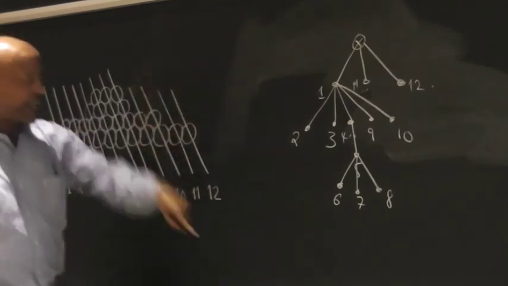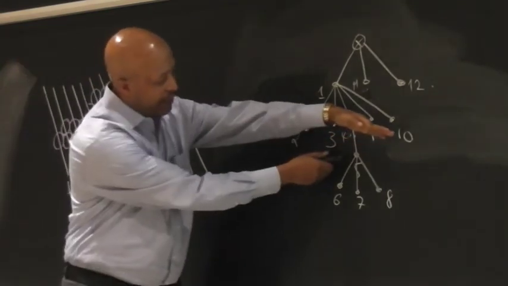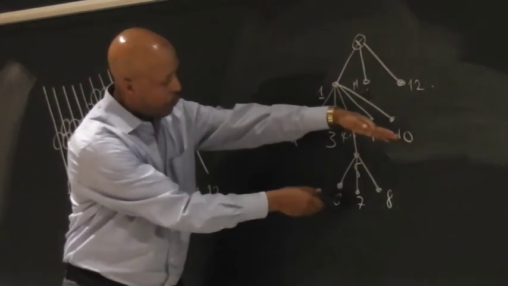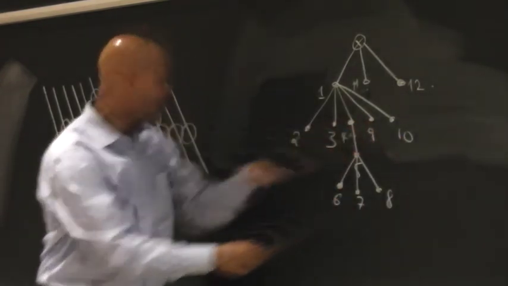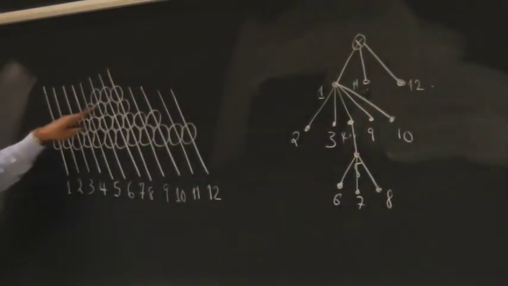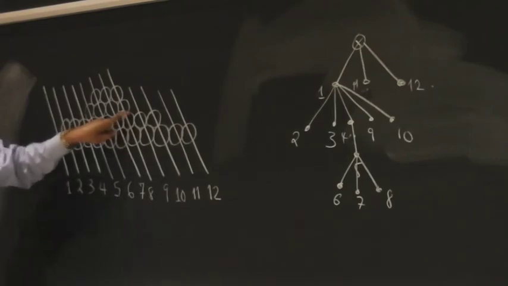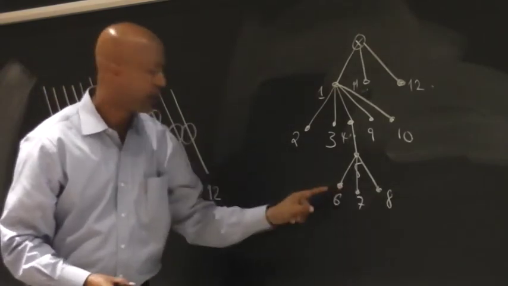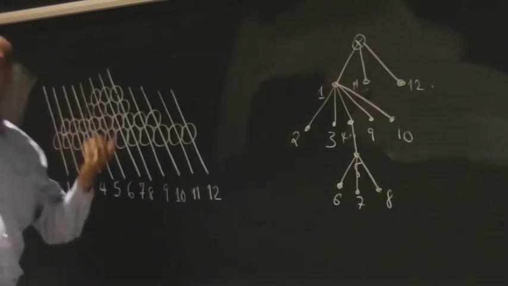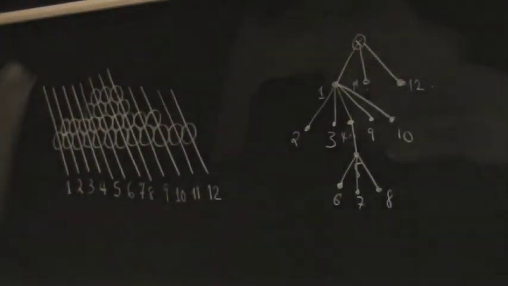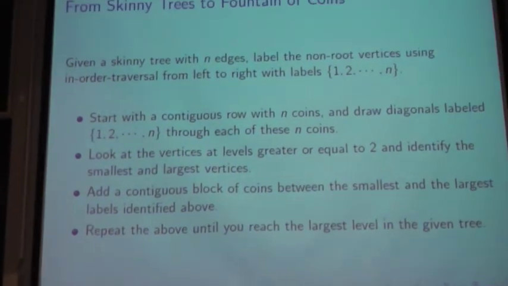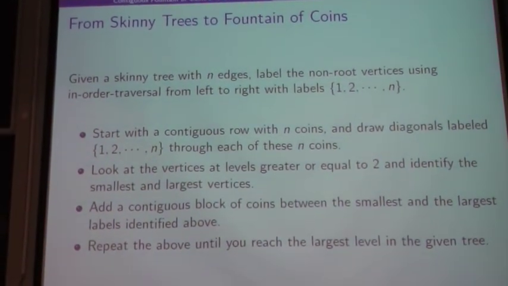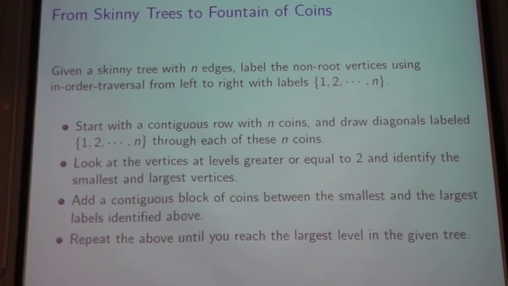The next one, you're going to look at labels 3 and 4, okay? What's the lowest one here? 5, right? The highest is 8. So in the next level, you put between 5 and 8 and so on. You got it? And then the last one is 6, 7, 8. You put it between 6 and 8. And that's how going back is going to work. And therefore, this is a bijection, back and forth, between contiguous fountains of coins and skinny trees. Okay?